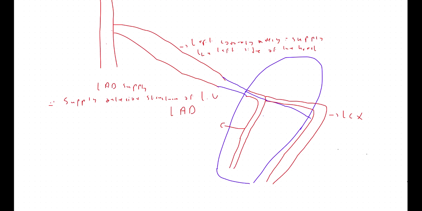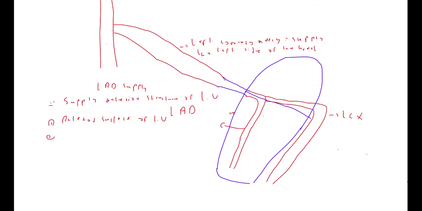So first, the artery which supplies the anterior structure of the left ventricle is called LAD. What are the areas present in the anterior surface? So can I say it will supply the anterior surface of the left ventricle? Okay, it supplies the anterior surface of the left ventricle, and it is also going to supply what? The anterior two-third of the interventricular septum. This is my interventricular septum.